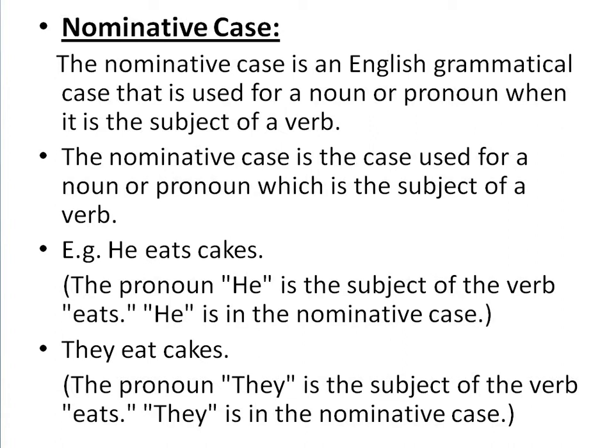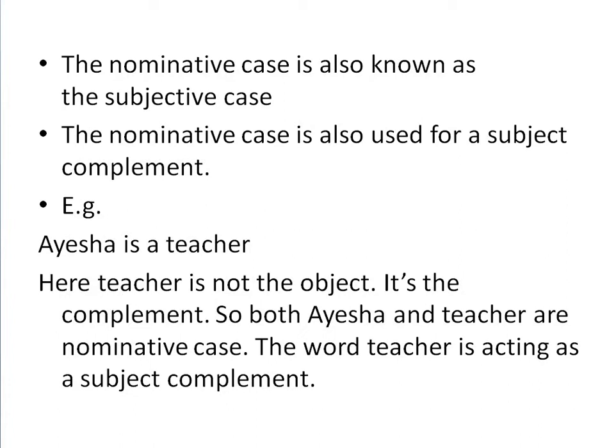Other than pronouns, if there is Aisha eats cakes, Aisha is the subject, so Aisha would be nominative case. If there were any name, Ali, Aisha, Hassan, any name, all names or nouns that are used as the subject in the sentence are termed as the nominative case. The nominative case is also known as the subjective case. So either we say subjective case or we term it nominative case.